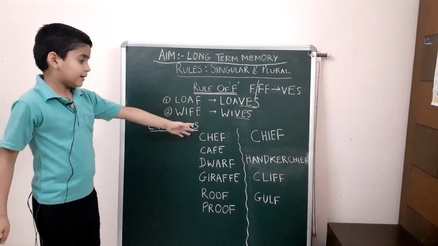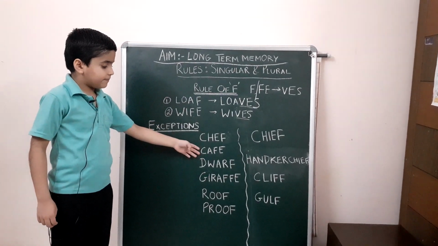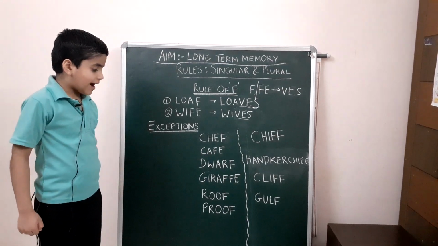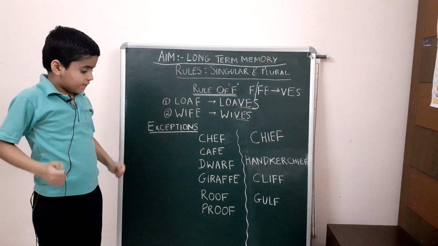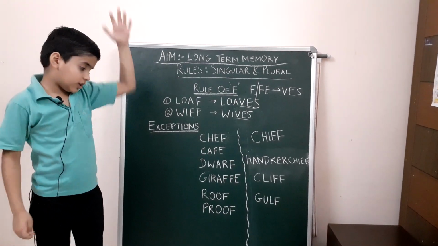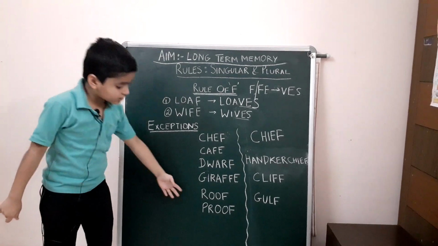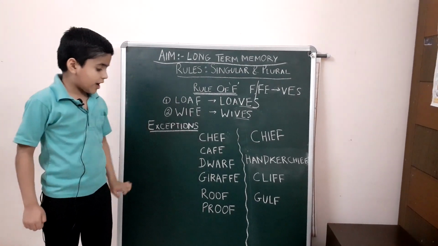Once upon a time, there was a chef. He worked in a cafe. He was a dwarf. He was not tall like a giraffe. Why was he a dwarf? Because his head did not touch the roof. This was the only proof that the chef was a dwarf.